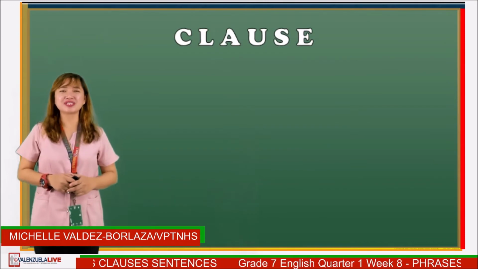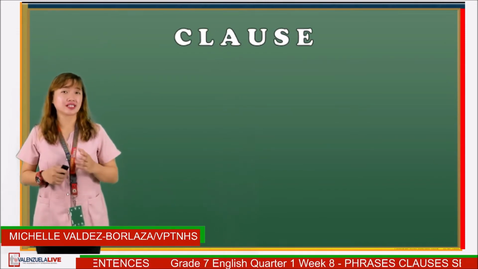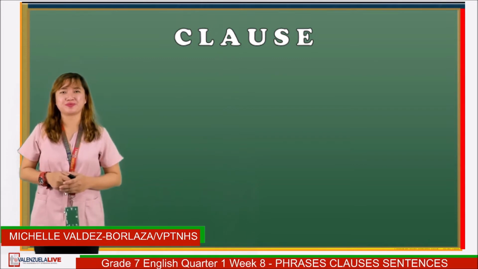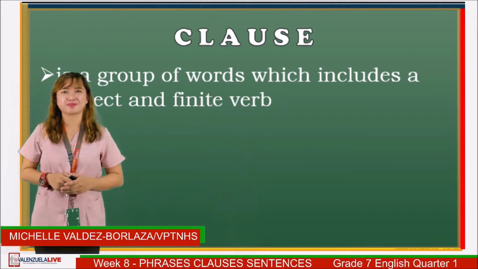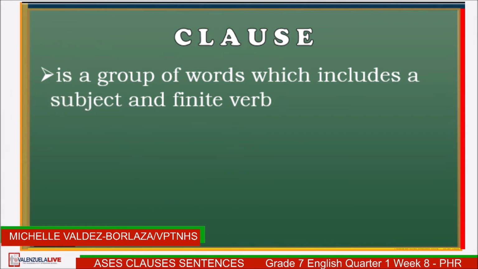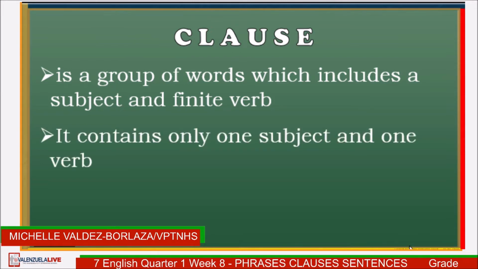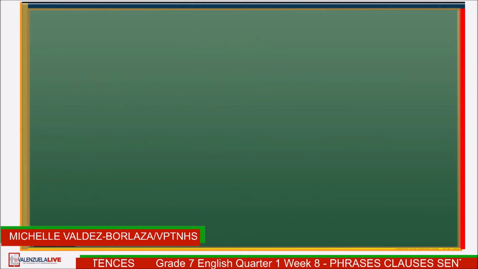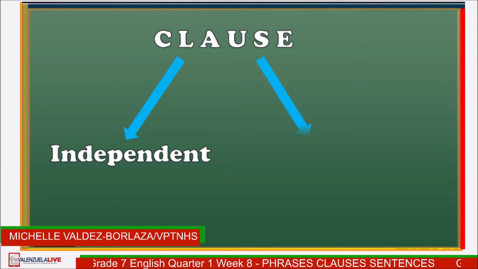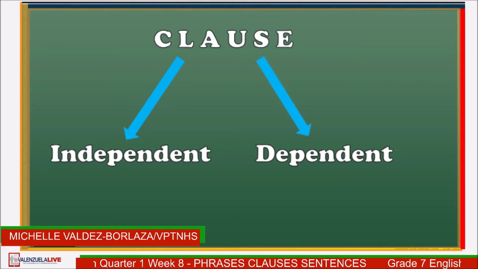Good job, learners. Let's now discuss clauses. A clause is a group of words which includes a subject and finite verb. It contains only one subject and one verb. The subject can be mentioned or hidden, but the verb must be apparent. Clauses are of 2 types: independent and dependent clause.